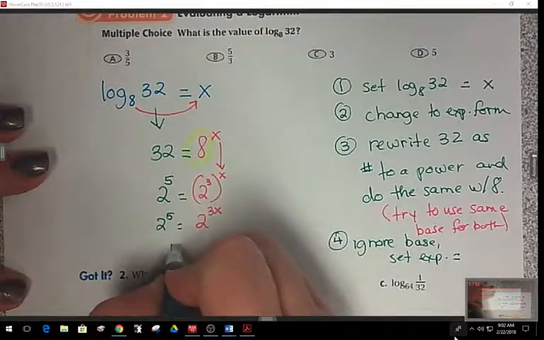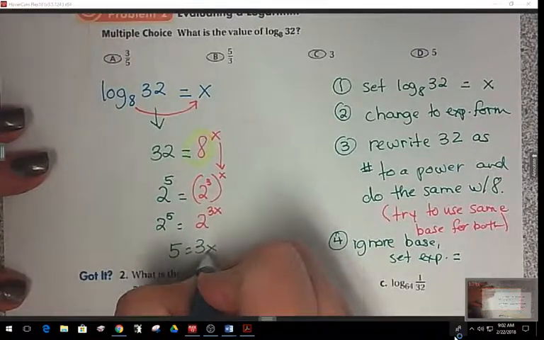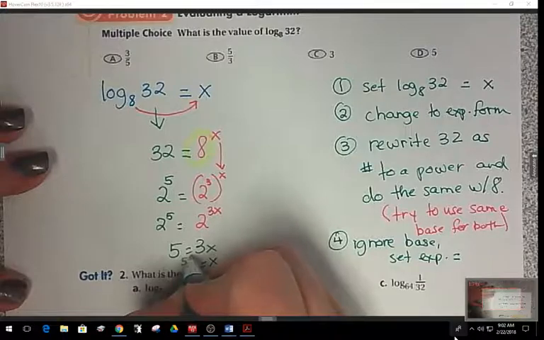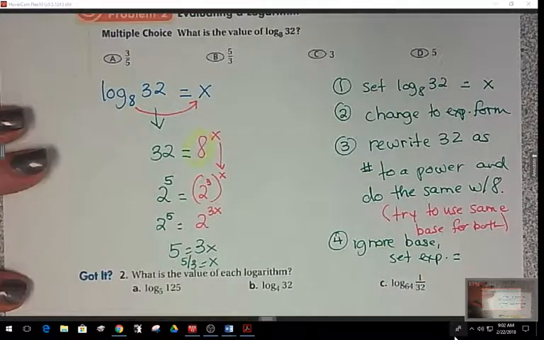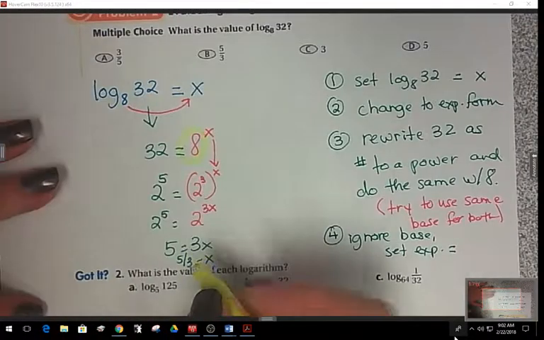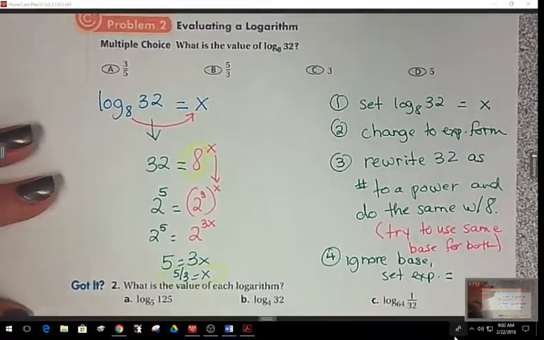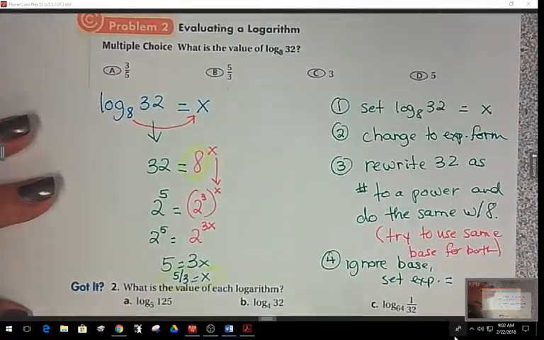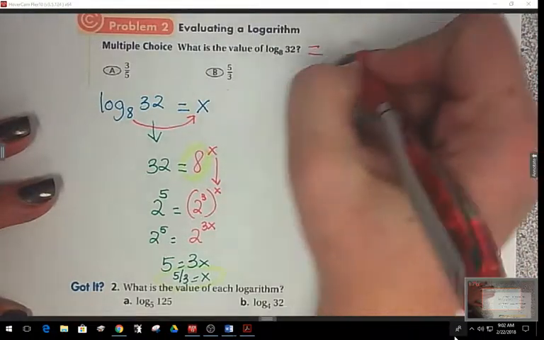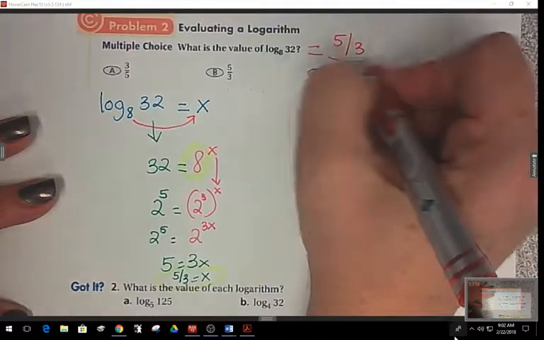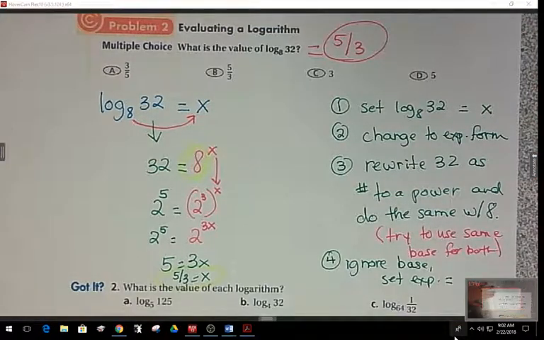So I'm going to write down 5 equals 3x. Now solve for x. X equals 5/3. All right, so the value of the log base 8 of 32 is equal to 5/3. That's the value they were looking for.